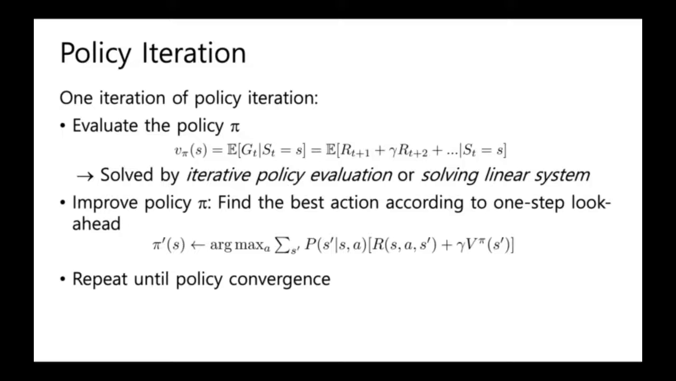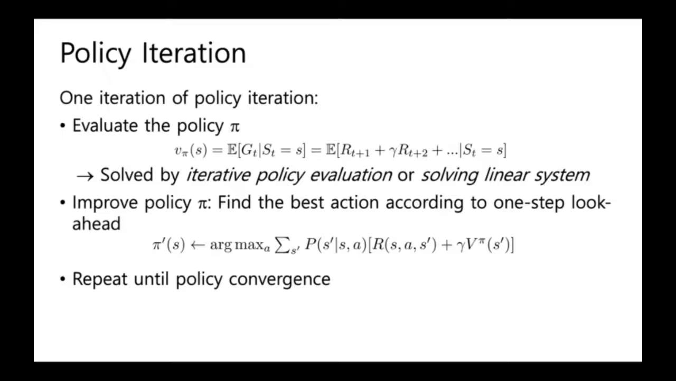Here is the policy iteration algorithm. It includes two steps. The first step is evaluating the value of each state given a policy. The value of each state is computed by taking the expectation of total discounted reward from time step t. The second step is policy improvement. We will find the best action according to one step look-ahead. In other words, we will compute the value given state and action, then choose the action with maximum value.